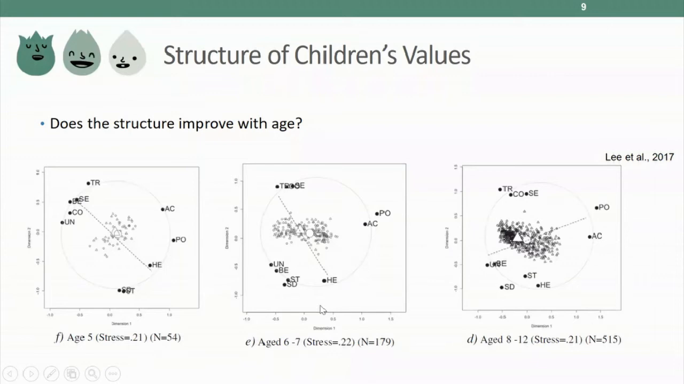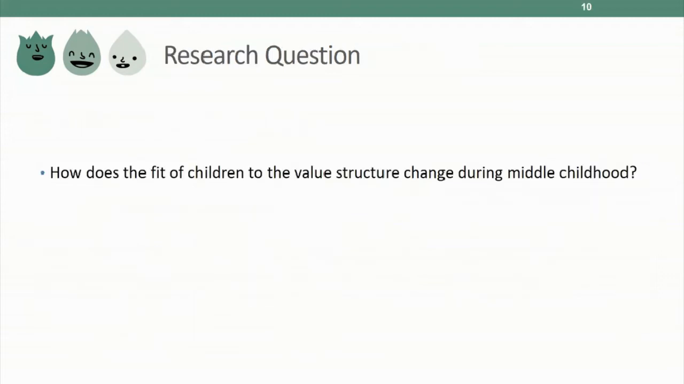At 8 to 12 years of age, the differentiation is even better. So there are some indications that children do improve in the way that they understand their values and the way that they structure their values. We wanted to look at that at the individual level and see how each individual changes in their understanding of the value structure during middle childhood. So how did we do that?